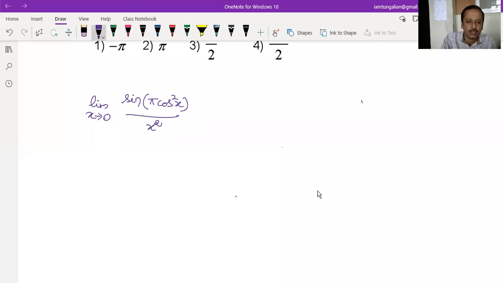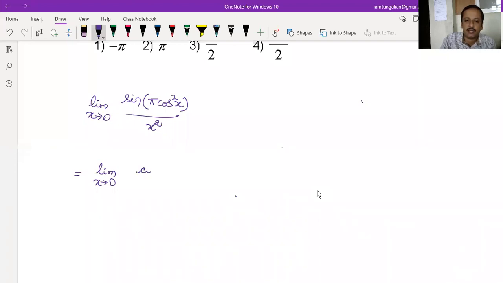So then what else can I do? I can still use L'Hospital's rule. Though it is complicated, we don't have any other option. So I'll use L'Hospital's rule, because when x approaches 0, cos square 0 is 1, so this will be pi into 1, which is pi, and sine pi is 0. Sine pi is 0, right? So the denominator anyway is 0. Therefore I can use L'Hospital's rule.